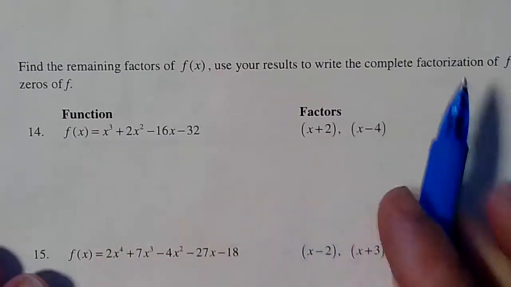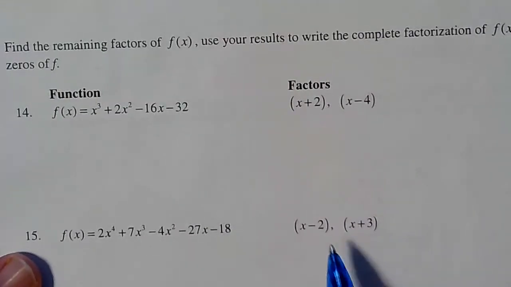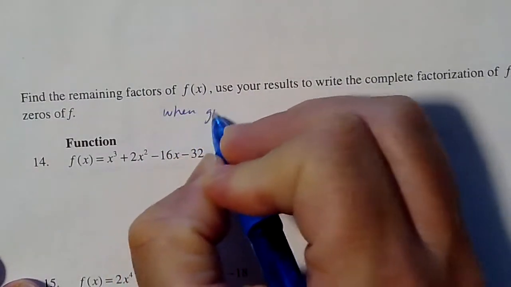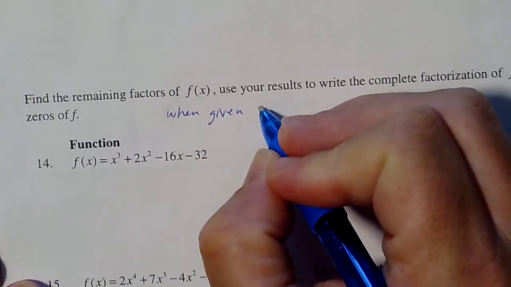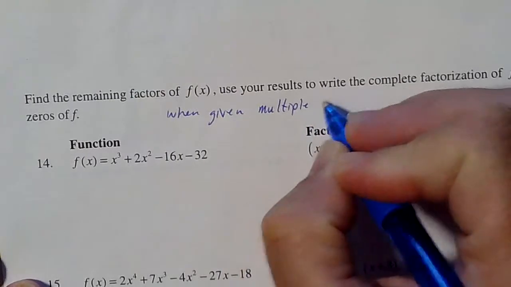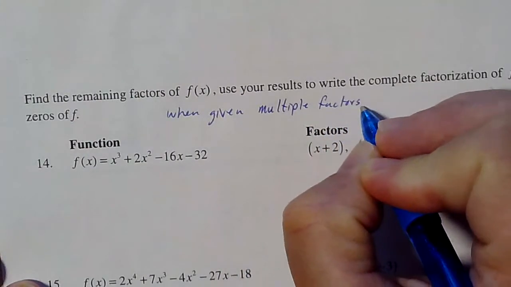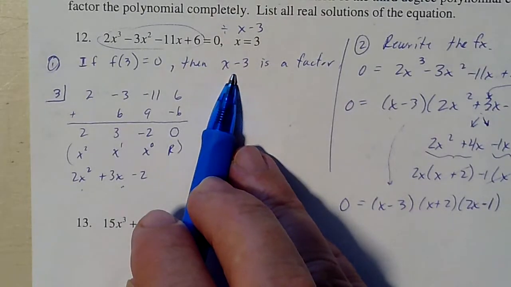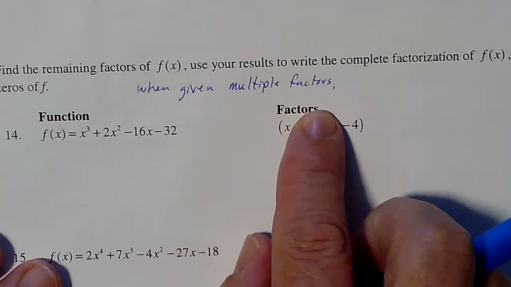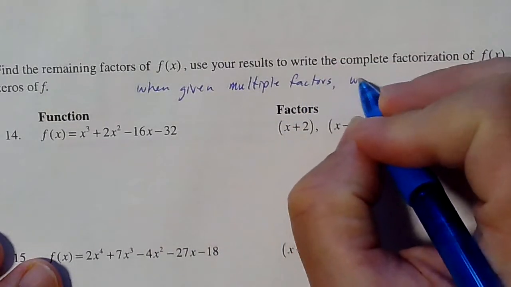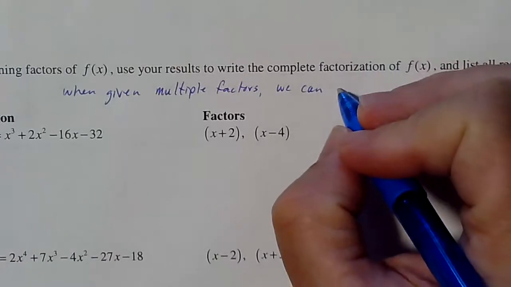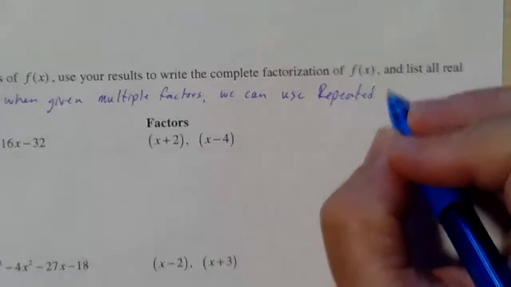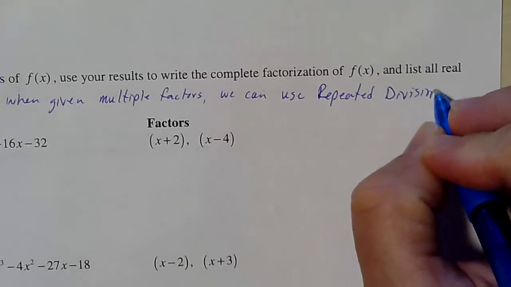All right, so when they give us multiple factors, you actually have the option to do repeated division if necessary. By multiple, what do I mean by that? Up here, we only really could create one factor. They only gave us one zero. So I didn't have multiple factors, I only had one. Here, when given multiple factors, we can use what they call in the book repeated division. Okay, so I'll show you what that's going to look like.